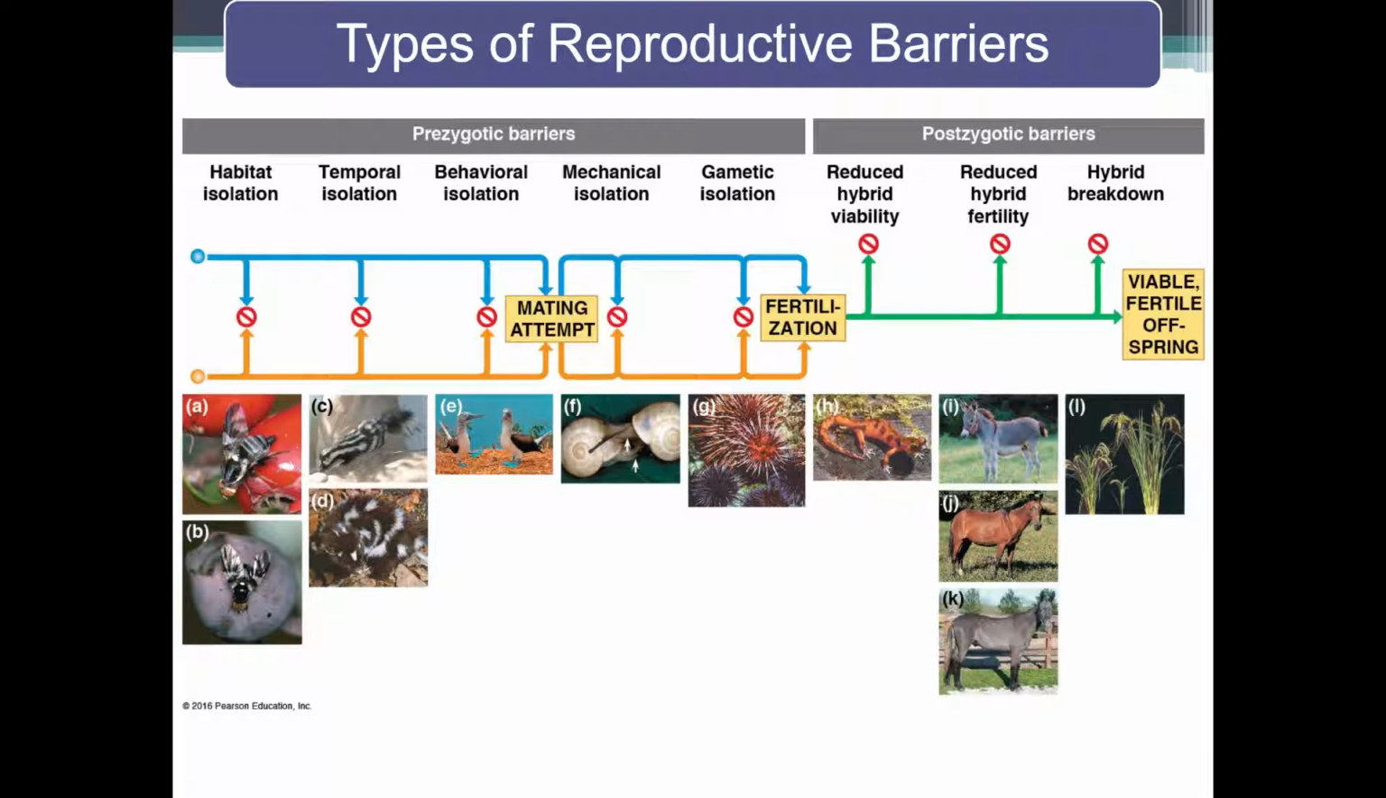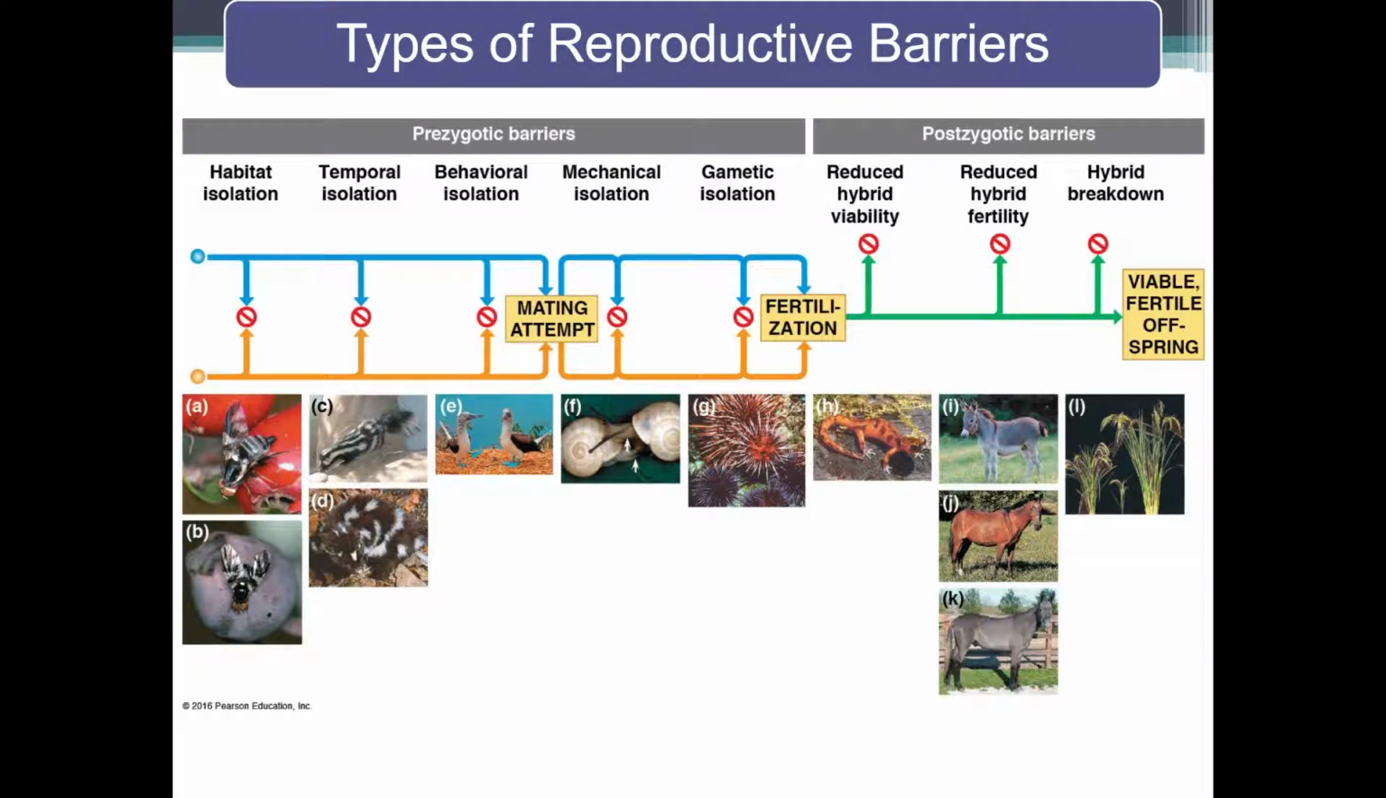Behavioral isolation has to deal with signals or mating patterns or habits that attract different mates. These signals are going to be unique to their species. So other species may not respond to those signals or those mating dances that you might see. Therefore, mating does not occur. Those three are linked together, referring to the prevention of mating. The next two are going to be focused on hindering fertilization.